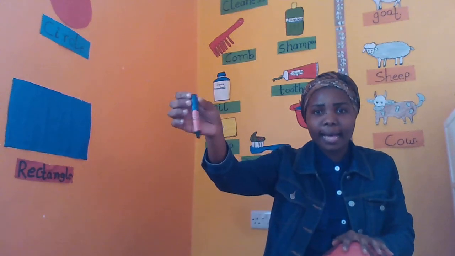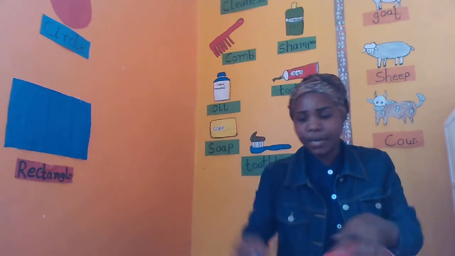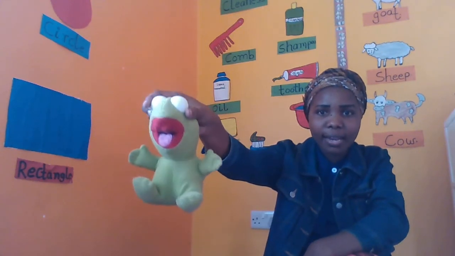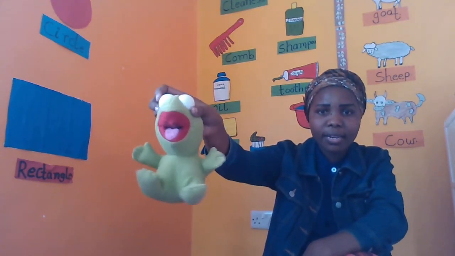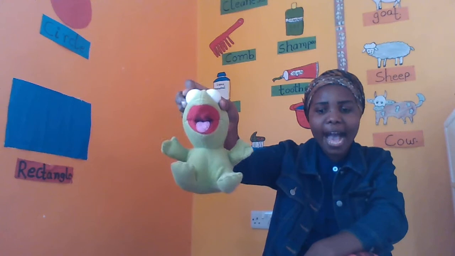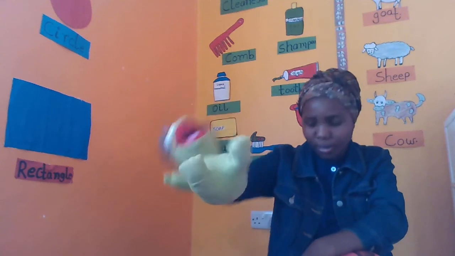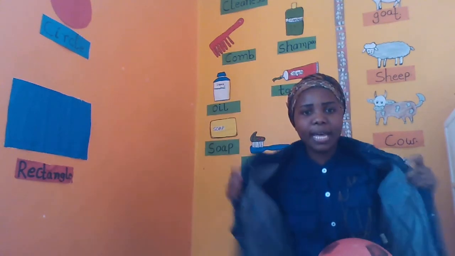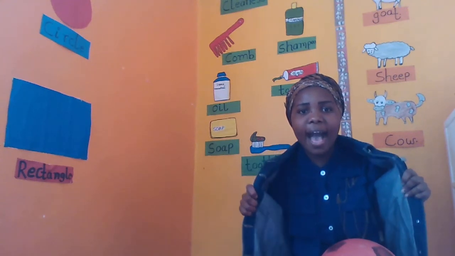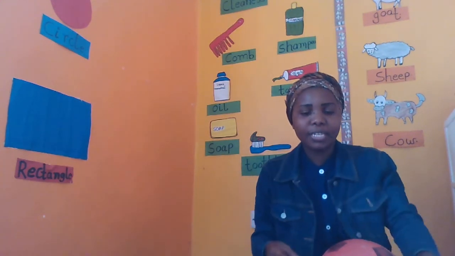A color. Again, say color. Color. Very good. How about this one? A doll. Again. Very good. A doll. Very good. How about this one? A coat. Again, a coat. Very good. How about this one?